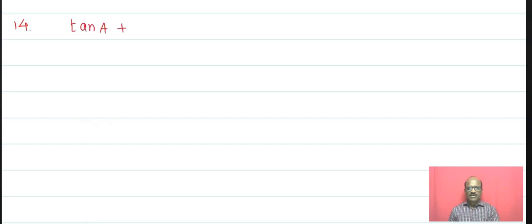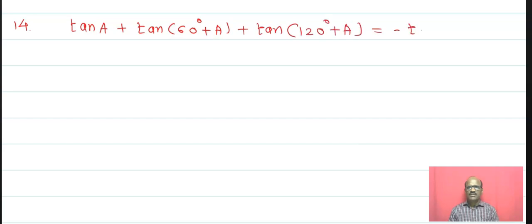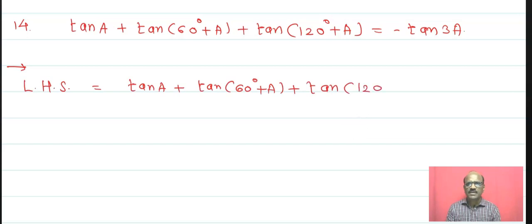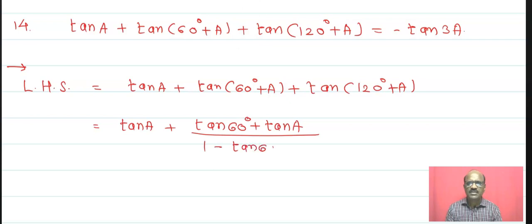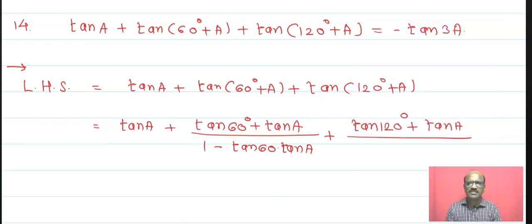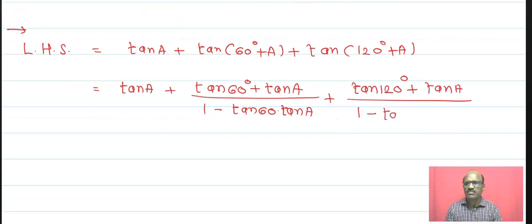Question number 14. That is tan a plus tan of 60 plus a plus tan of 120 plus a, and that is equal to minus tan of 3a. That is, we are considering the LHS. LHS has to be considered. That is tan a plus tan of 60 plus a, apply the formula tan a plus tan b upon 1 minus tan a into tan b. Apply the same formula for tan of 120 plus a as well. That is tan of 120 plus tan a upon 1 minus tan of 120 tan of a.